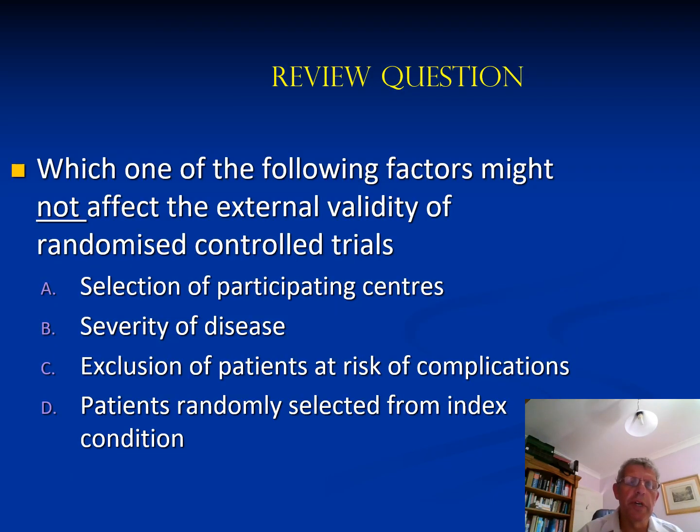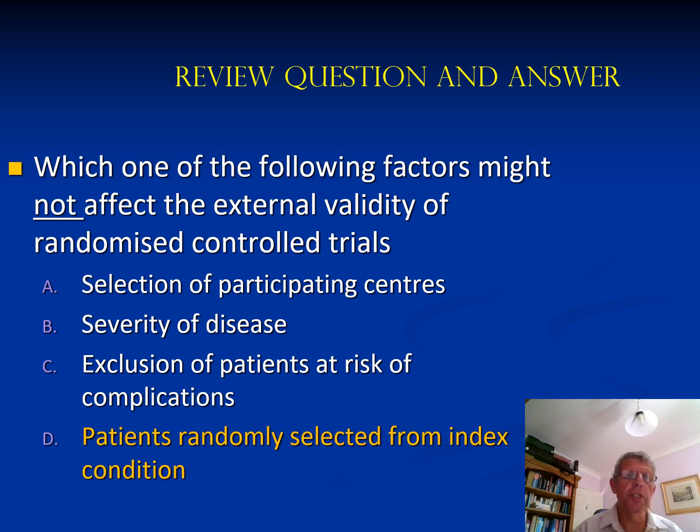We'll have another review question now. Which one of the following factors might not affect the external validity of randomized controlled trials? Is it the selection of participating centers? Is it severity of disease? Is it exclusion of patients at risk of complications? Or is it the final one, D, patients are randomly selected from index conditions? So think about what might not affect the external validity of a trial. I'll give you a minute or two to think about this, and then we'll look at the answers.